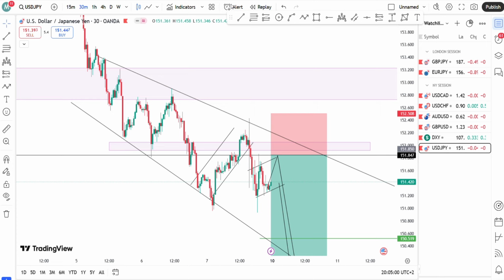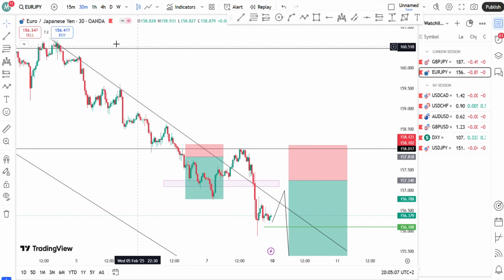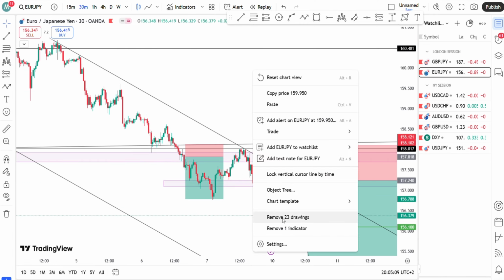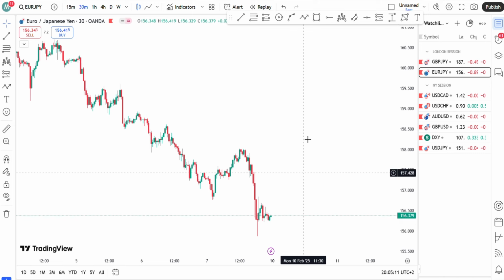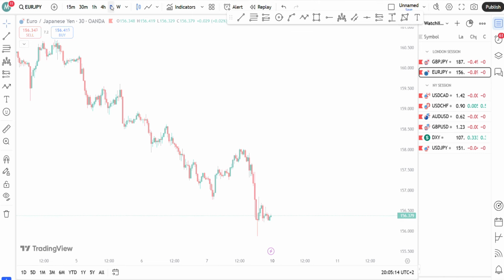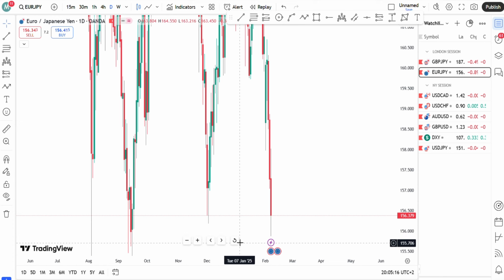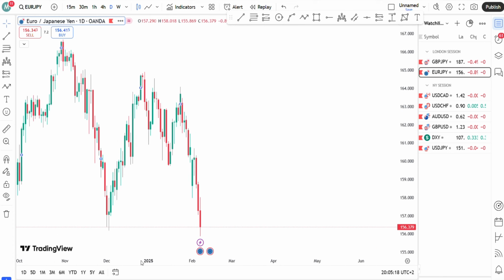Okay, so let's start with EURJPY. I'll just remove everything. We start from the daily time frame, top down analysis.